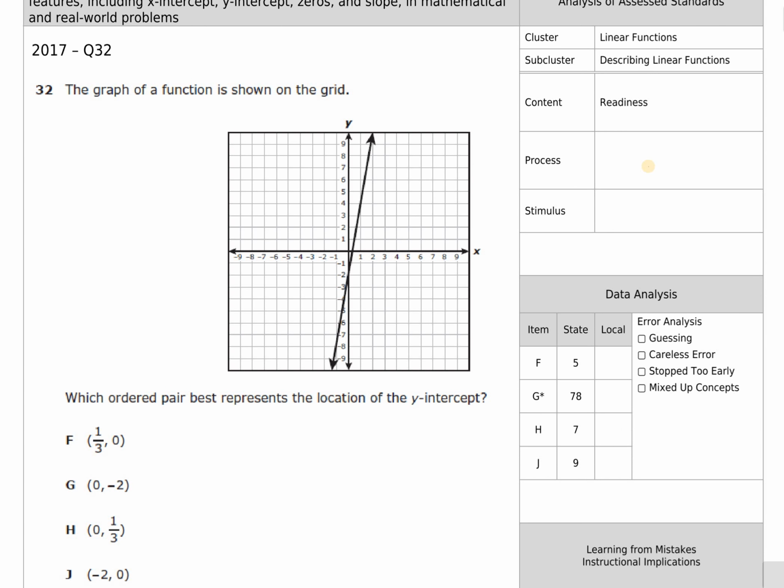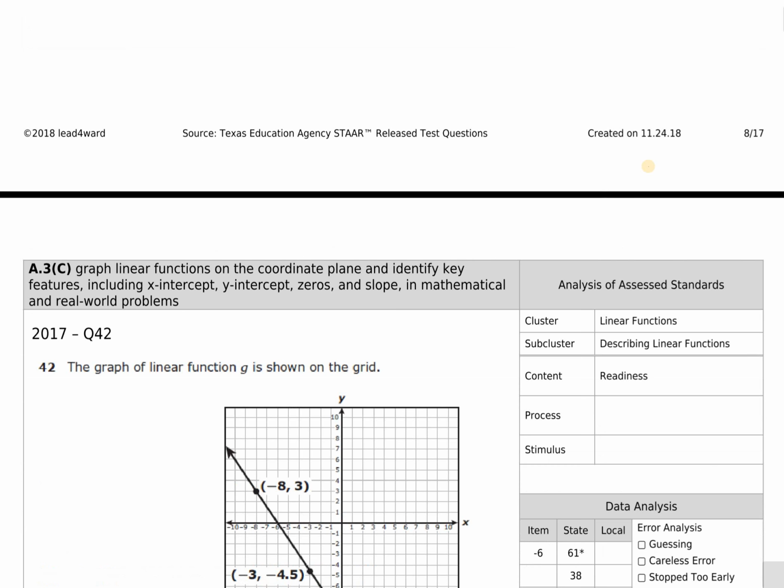All right, on number 32, we have another example that is pretty straightforward. It wants to know what the y-intercept is. Here's our y-axis. That was a pretty poor line. It crosses at -2. The answer is G. We love those easy ones.